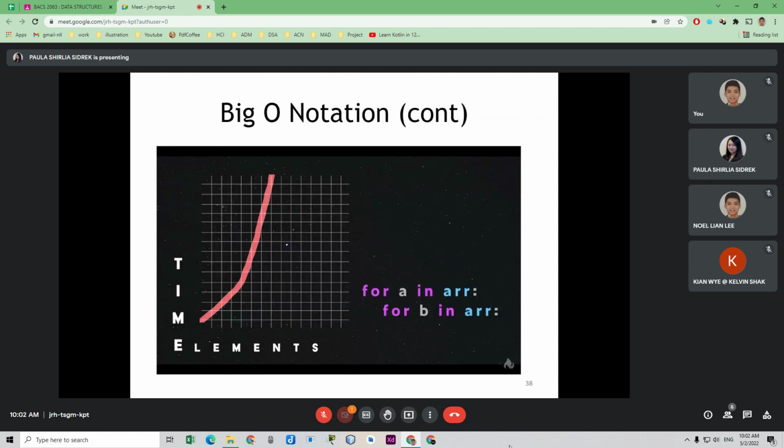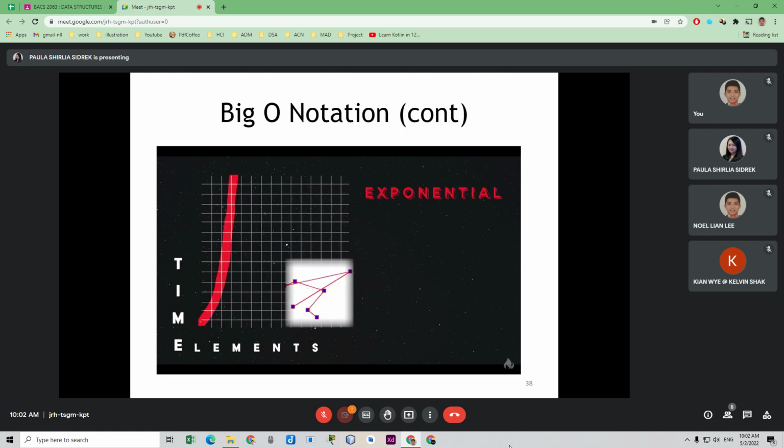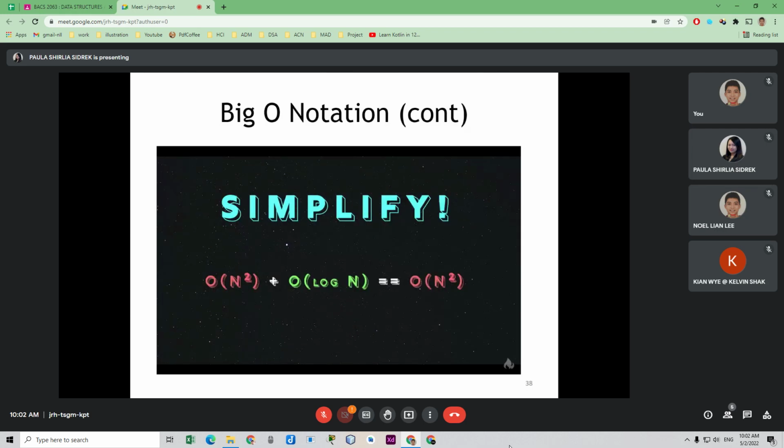This is quadratic complexity, where the number of inputs is raised to the power of 2. And things can still get worse with exponential complexity. Imagine looping over every possible combination in an array. Some algorithms may have multiple different growth rates of complexity. Always simplify your notation down to the fastest growing, worst case scenario.